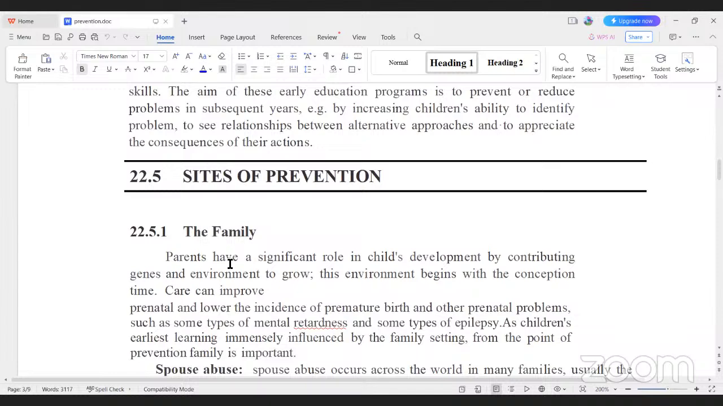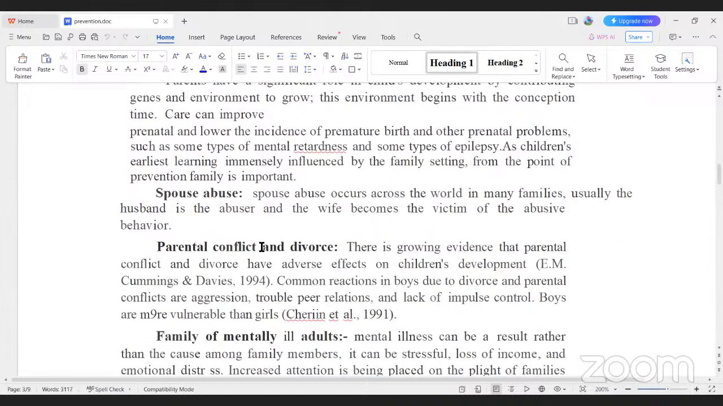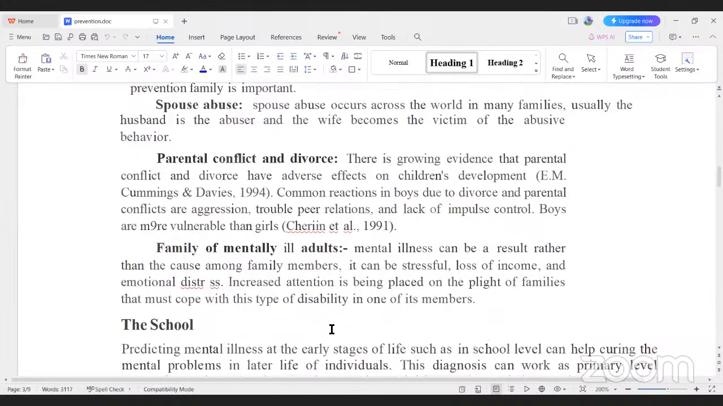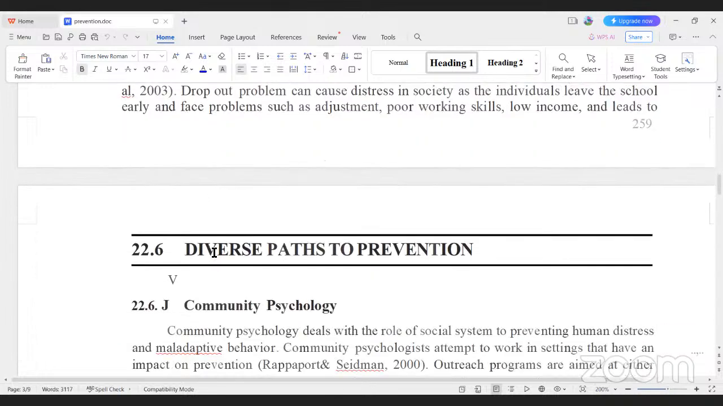And next, where we can prevent? Site of prevention. In the family, something we can do: spouse abuse, parental conflict and divorce, family of mentally ill adults. And next, the school, at school level. And what are the ways, diverse pathways?